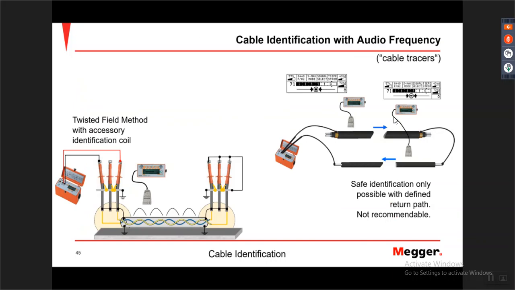Identifying with audio frequencies. You can use an audio frequency unit to look at the twisted fields of coils. Safe identification is only possible with a defined return path. It is not recommended, but it can be used. When you get to the two high points, you will see a rise in the signal itself.